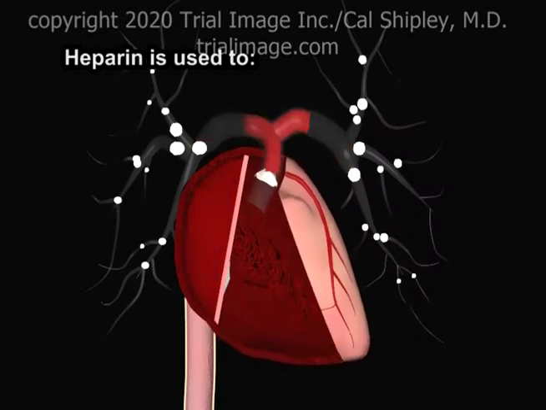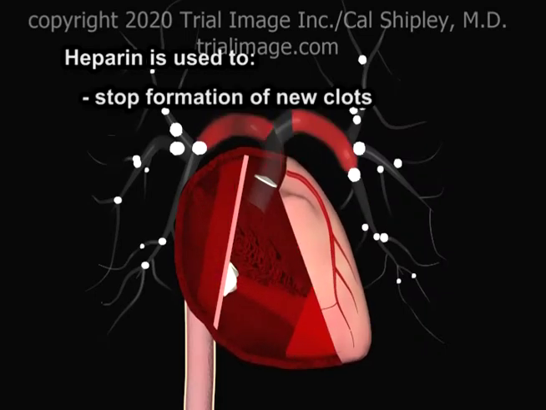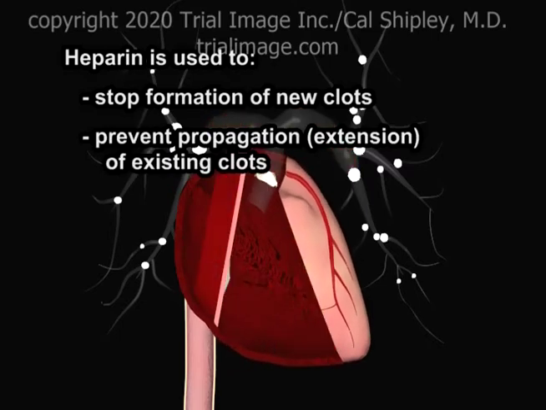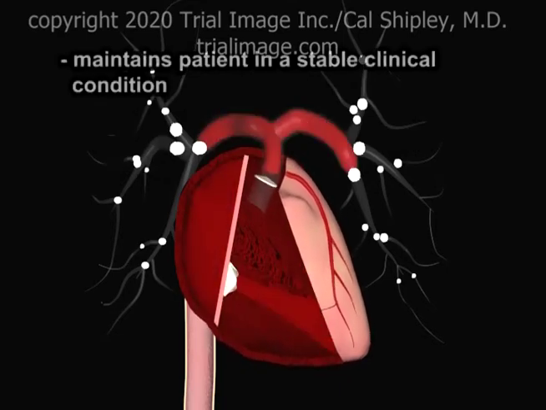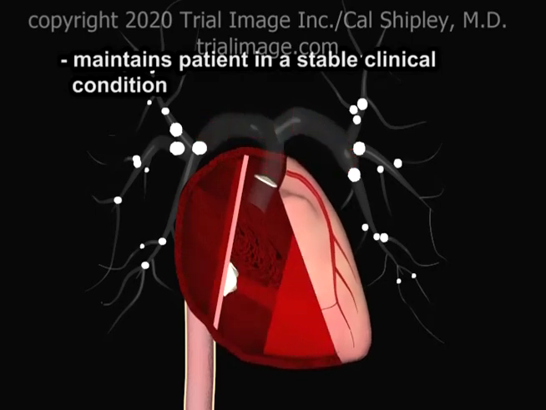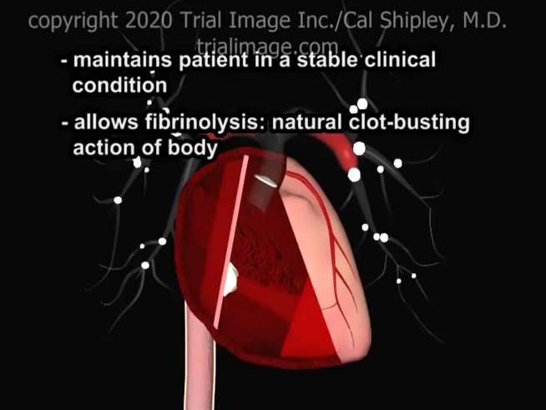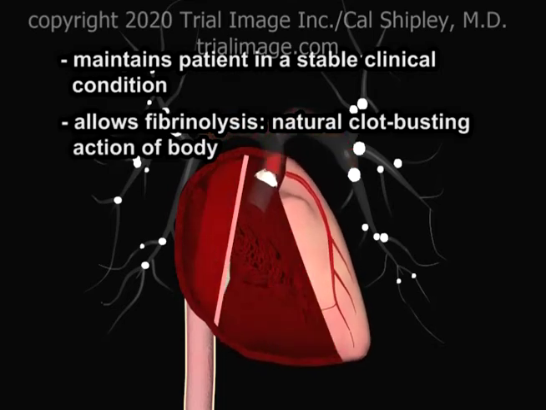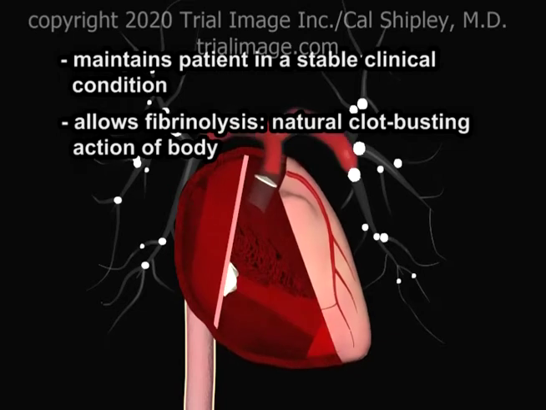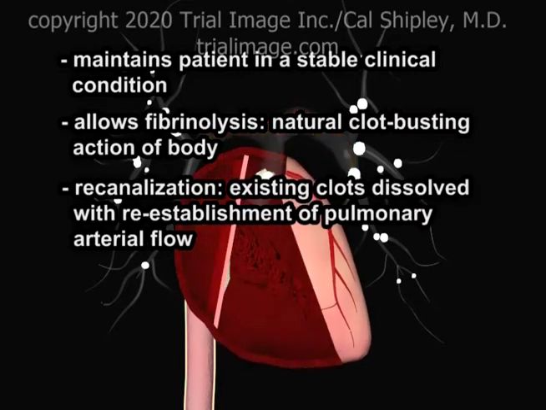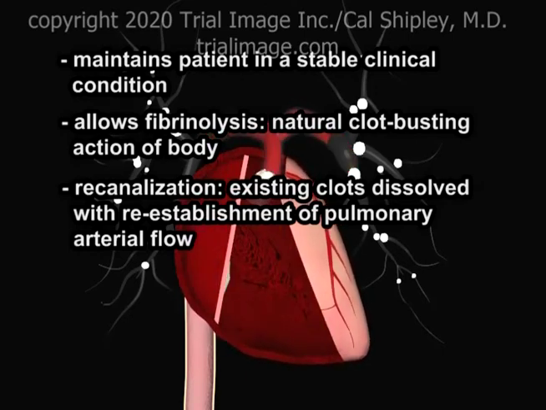The answer is that heparin is used in the hope that it will stop the formation of new clots and prevent the propagation or extension of existing clots. This buys precious time, preventing deterioration of the affected individual's clinical condition due to increased clot burden, while the body's natural clot-busting action, also known as fibrinolysis, dissolves existing clots and reestablishes normal blood flow through the pulmonary arterial system, a process known as recanalization.